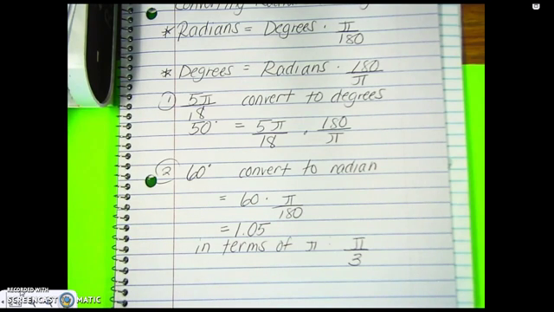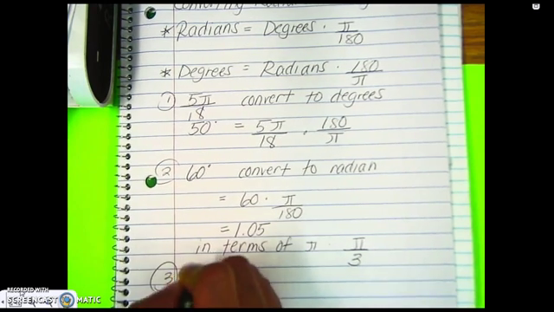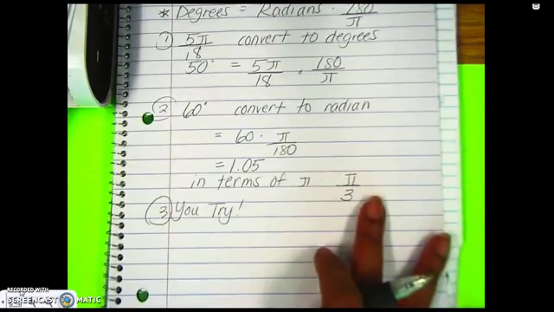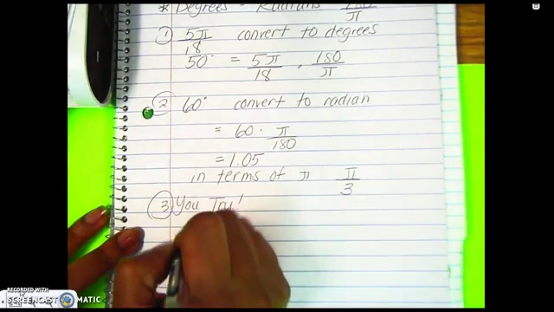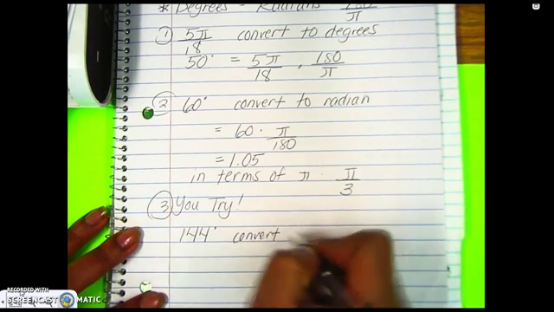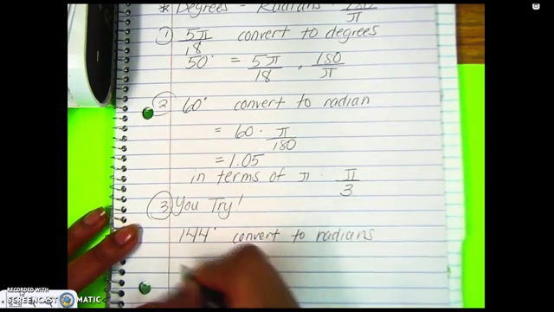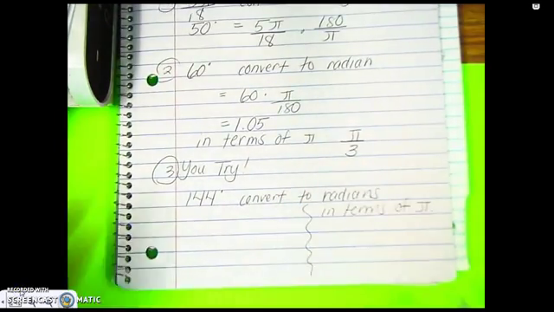Y'all ready for a U-try? It's very similar to what we did yesterday, but you're just multiplying straight across. Okay. All right. So here's a U-try, and then you guys will have your assignment on 10 marks. 144 degrees convert to radians. All right. Good job, everybody.